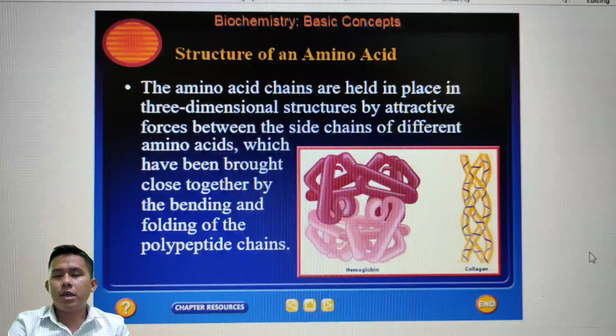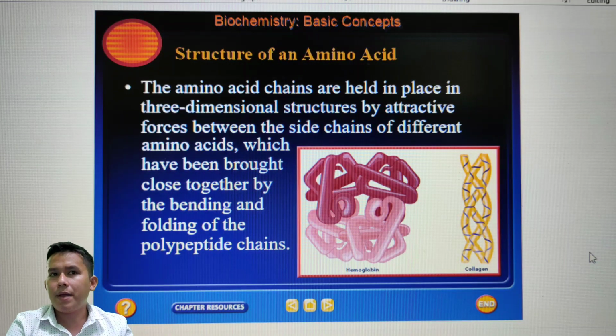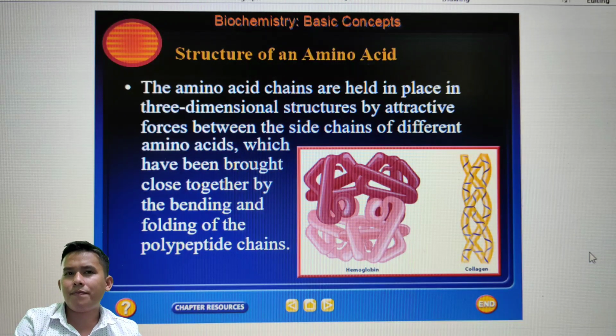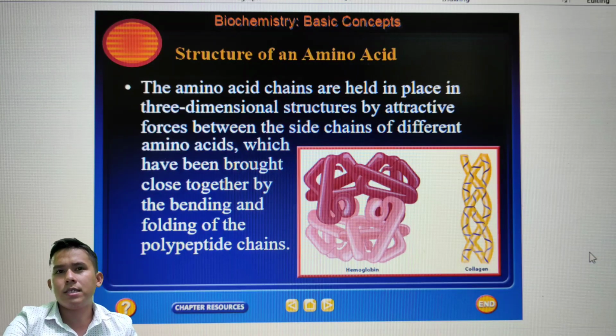The amino acid chains are held in place in three-dimensional structures by attractive forces between the side chains of different amino acids, which have been brought close together by the bending and folding of the polypeptide chains.